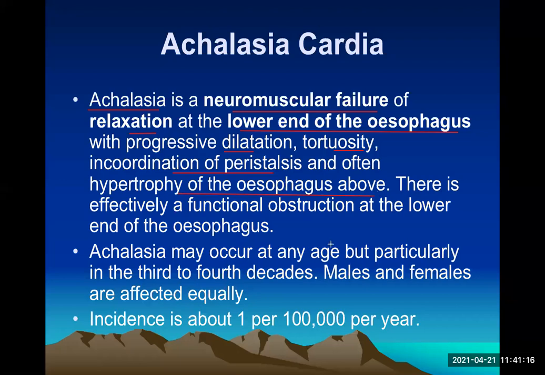Meissner plexus. Very good. These are known as Meissner plexus, whereas the ganglion cells present in between the muscles are known as Myenteric plexus, or Auerbach plexus. Very good. Excellent.